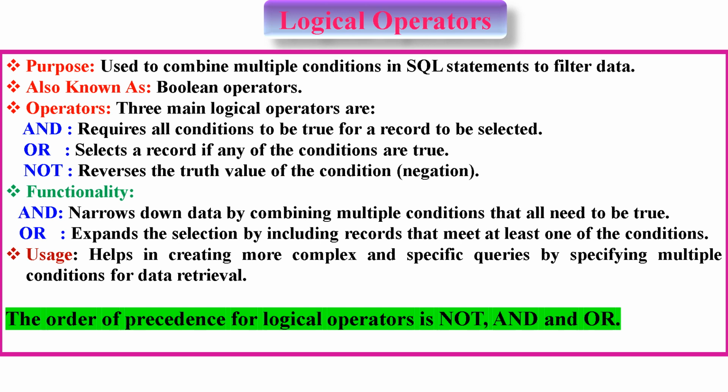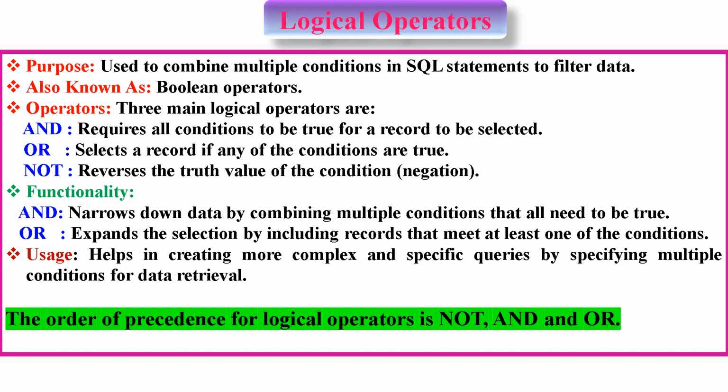Let's learn about the logical operators. The purpose of SQL logical operators: they are the operators used to combine multiple conditions in SQL statements to filter data. Logical operators are also known as Boolean operators. Three main logical operators are AND, OR, NOT. The AND operator requires all conditions to be true for a record to be selected. The OR operator selects a record if any of the conditions are true. The NOT operator reverses the truth value of the condition, negation.